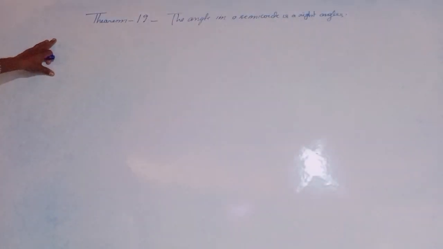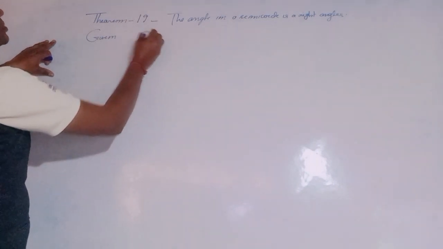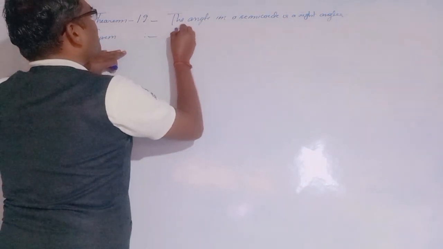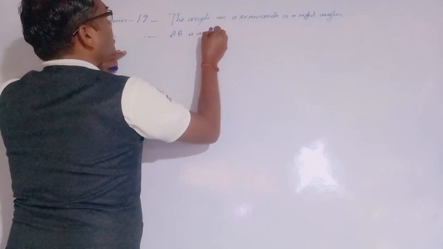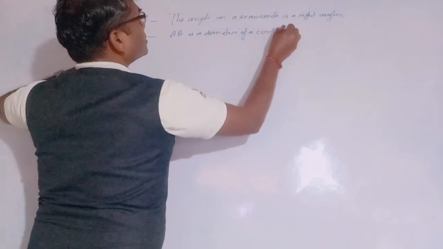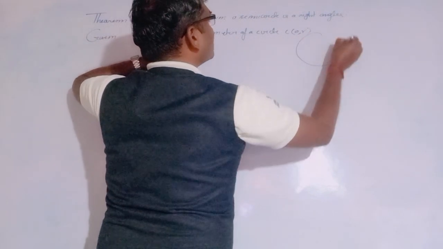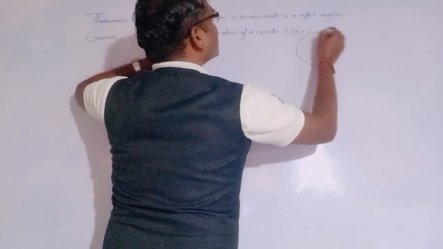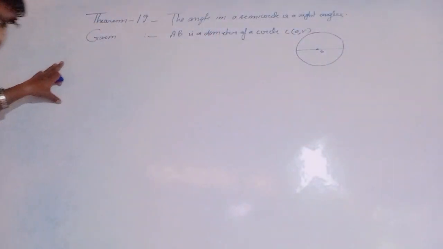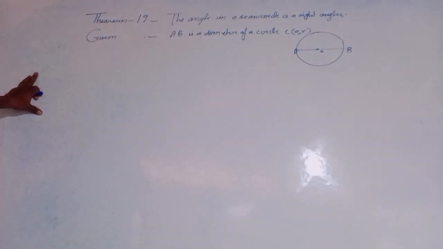Okay, these are the same circle and given right here. What is given? Given AB is a diameter of a circle. Suppose that we are making the circle here. This is the circle, this is the diameter, O is the center. Its name is AB.